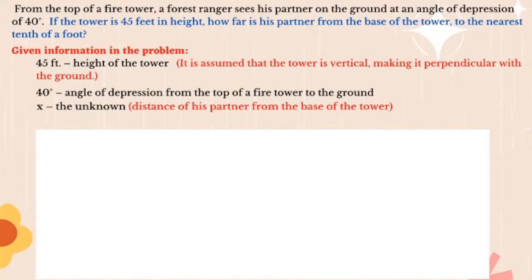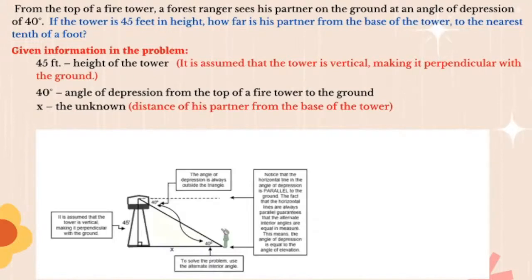Now, based on this given information in the problem, we come up with this illustration. Take note that in our illustration, it is assumed that the tower is vertical, making it perpendicular with the ground. Now, since we now have our illustration, we are going to proceed to our step 2. In our step 2, we are going to identify the given angle of depression.